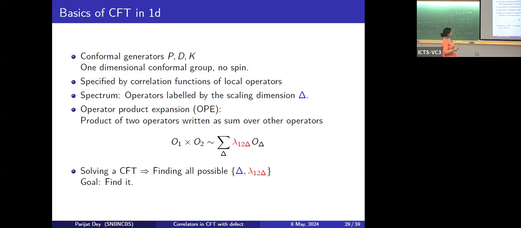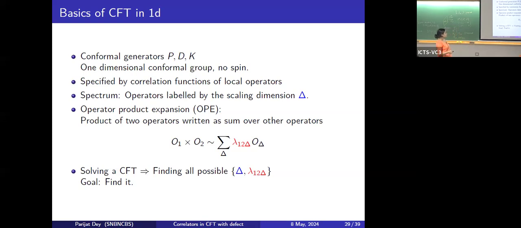We also have the operator product expansion, which tells us that the product of two local operators can be written as a sum over an infinite number of operators. With two operators inserted at points x1 and x2, this product can be written as a sum over all the operators with scaling dimensions delta. This is a convergent expression, and the power of conformal symmetry lies in the fact that the pre-factor is fixed up to a number lambda, known as the OPE coefficient or the 3-point function coefficient.